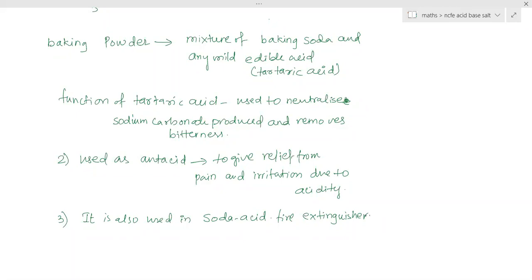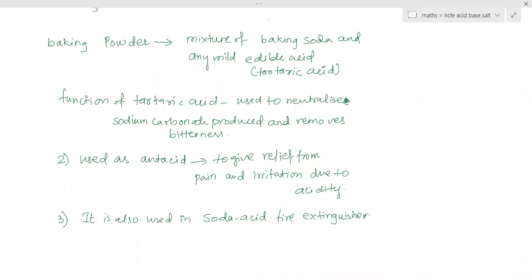So what is a soda acid fire extinguisher? It is a container, a cylinder completely filled with soda, that is baking soda. And inside the cylinder, there is a small glass container in which concentrated sulfuric acid is present. At the time of a fire breaking out, the cylinder has to be shaken properly so that the glass container inside will break and the acid will come out.